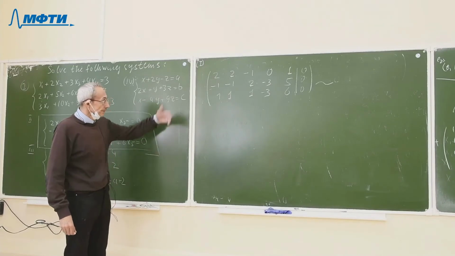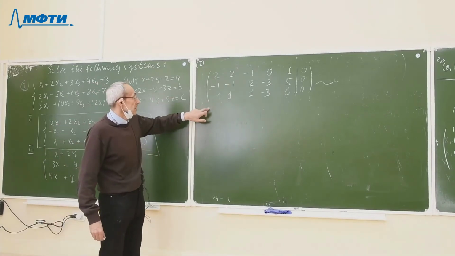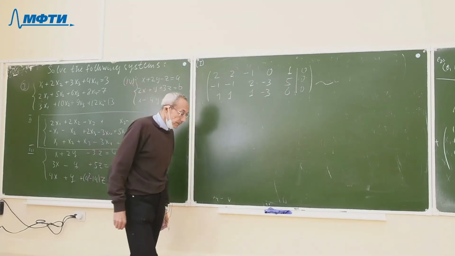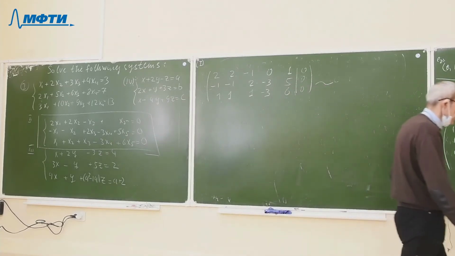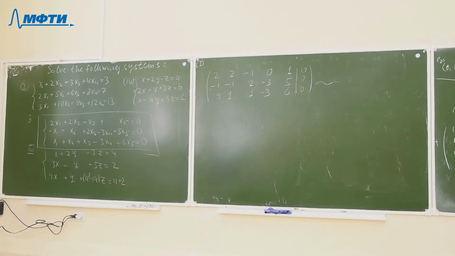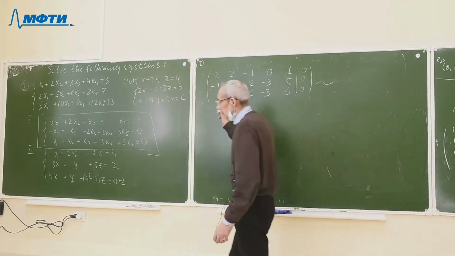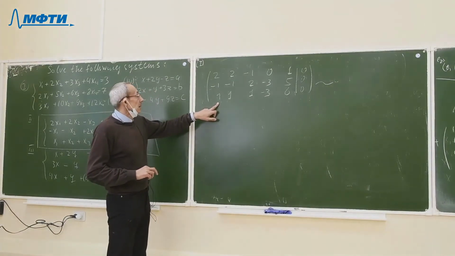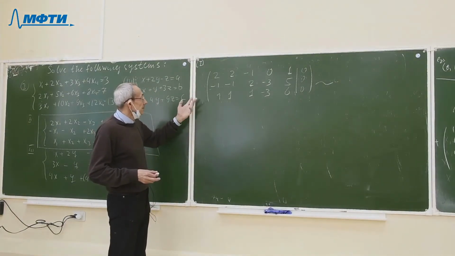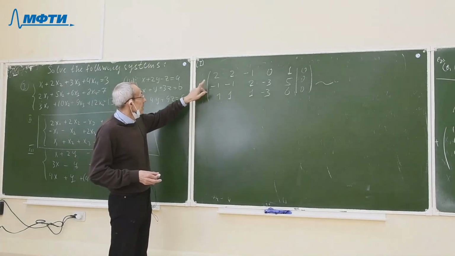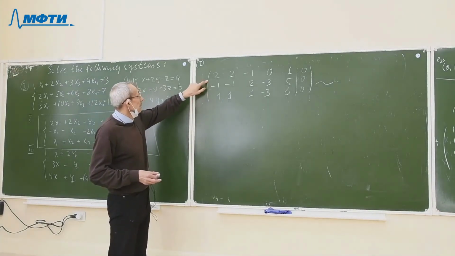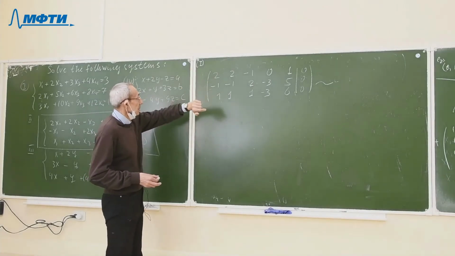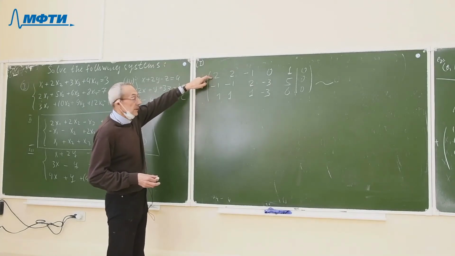Our goal is to obtain the reduced echelon form of this matrix. The first property of row echelon form is that a leading element must be equal to 1, and it is convenient to change places of, for example, the first and third rows, and after that we obtain 1 in the first place.